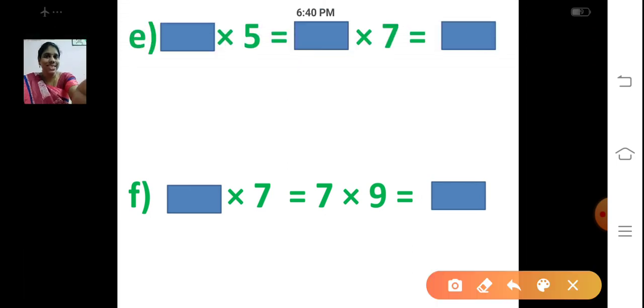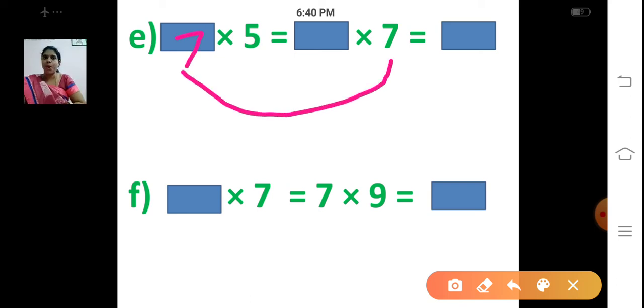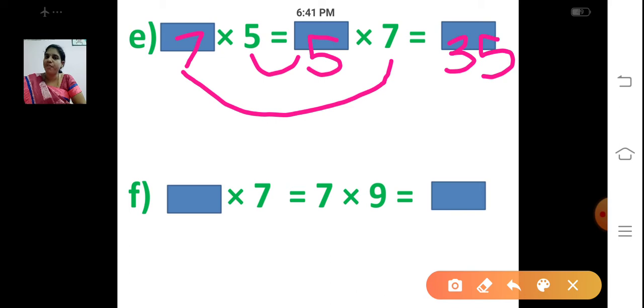Now just see, dash into 5. This 7 is missed out here. So write down 7 inside the box. 7 into 5 is equal to, now change the order, 5 into 7. This 5 is missed out here, right? Now tell me 7 5s are? 35. Write down 7 5s are 35. We are going to add 7 five times. 7 5s are 35.